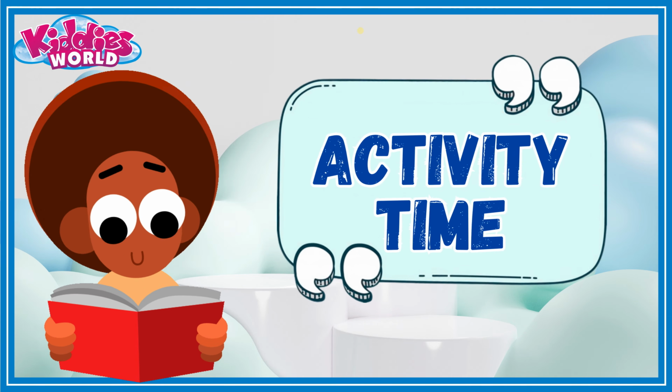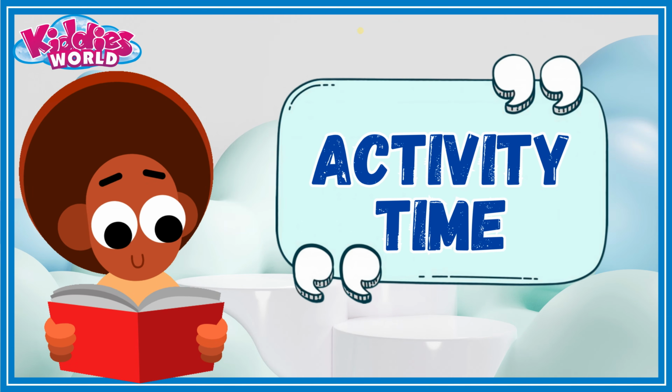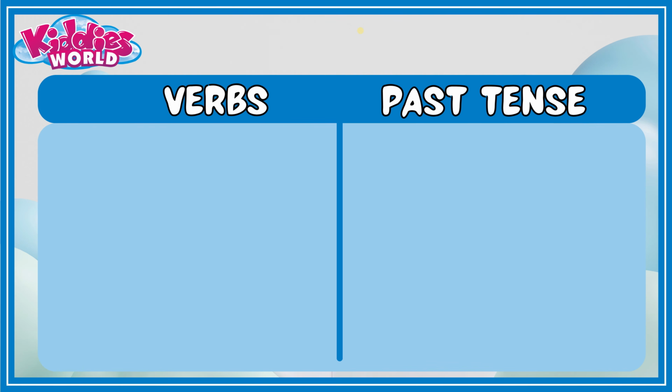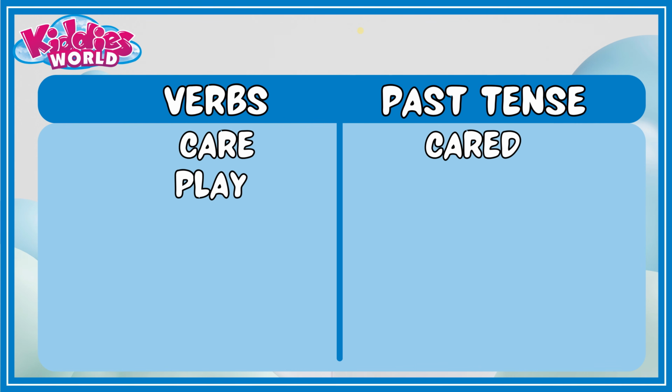Activity time. Let's do this activity together. Are you ready to turn simple verbs into past tense? Care, cared. We add D because care already ends in E. Play, played. Easy. Just add ed and you're done.